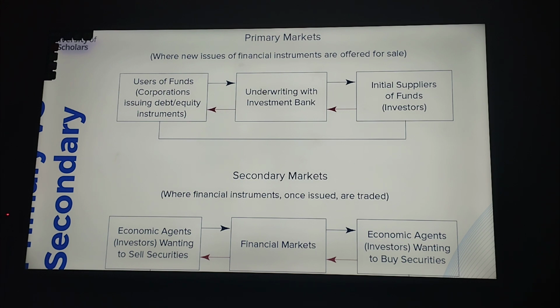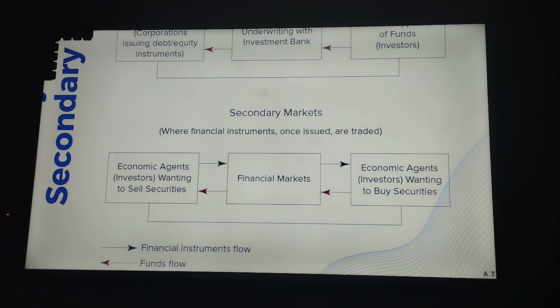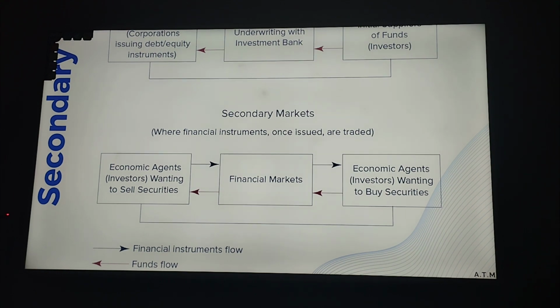So what about the secondary market? Secondary markets are the markets where financial instruments, once issued, are traded. That means the primary market is the first market where the instruments are issued, but the secondary markets are the markets where those issued shares are traded for the second time. It can be third, fourth, fifth. That means instruments that have been issued are traded more than once in the secondary market.